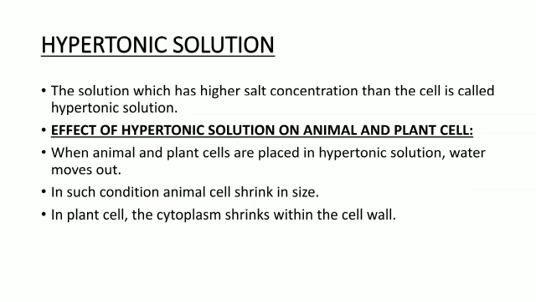So the next type of solution is the hypertonic solution. From this word, hyper means a higher amount. The solution which has a higher salt concentration than the cell is called the hypertonic solution. For example, when animal and plant cells are placed in a hypertonic solution, the water moves out, because in that solution the amount of water is low and the amount of solute is high. So the water from the cell will move outside into the hypertonic solution. In such conditions, the animal cell shrinks in size, and in the plant cell the cytoplasm shrinks within the cell wall.